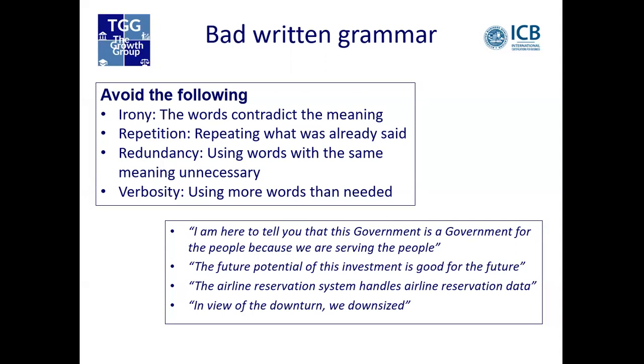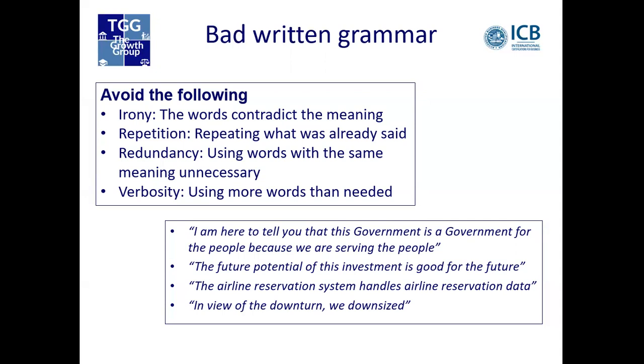For example, I am here to tell you that this government is a government for the people because we are serving the people. That's bad. And in any case, that's not something that you would put in writing. It looks like a statement that somebody would make from a stage. It would be much better to say, this government is committed to serving the people.